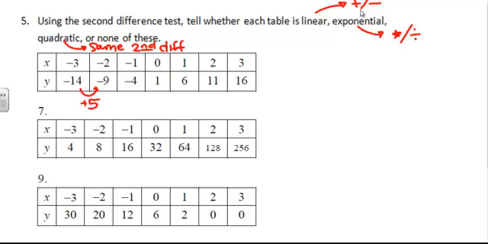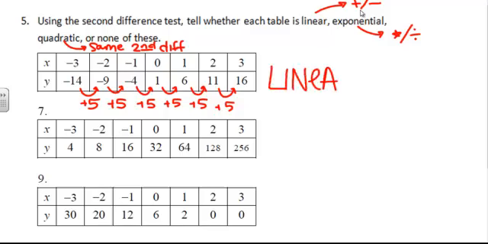And then let's double check to make sure that that still works. Negative 9 to negative 4 is also plus 5. Negative 4 to 1 is plus 5. 1 to 6, 6 to 11, and 11 to 16. So because this pattern continues, the first difference is the same. This guy must be linear. If we were to graph it, it would be in a straight line.